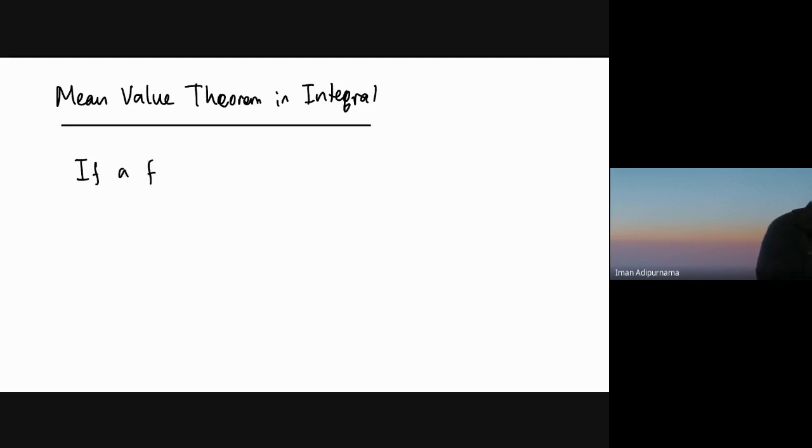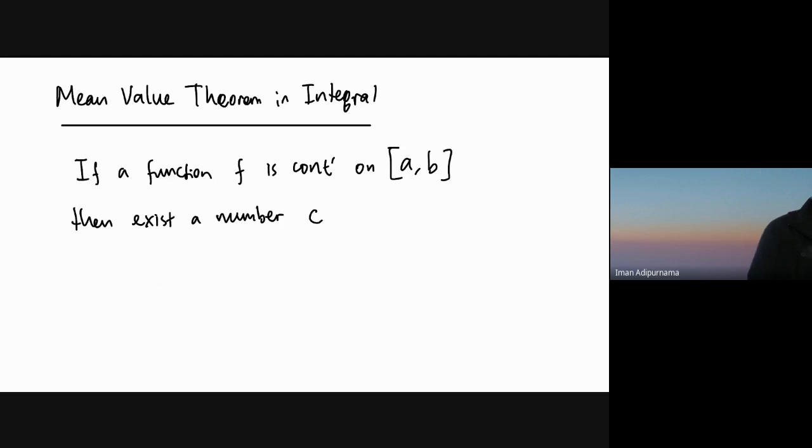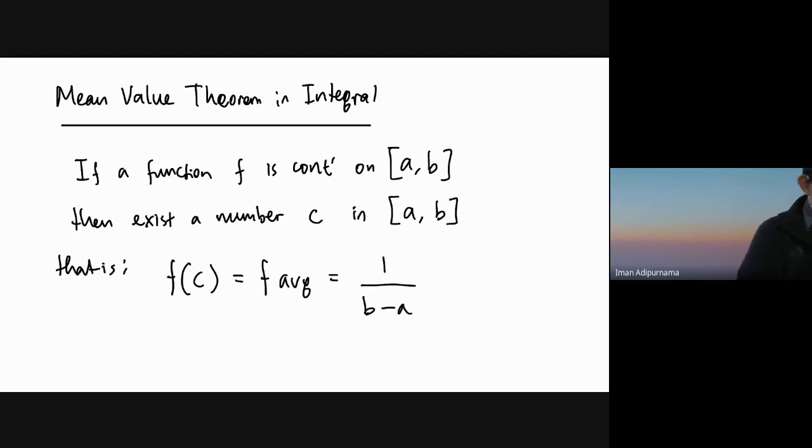So if a function, let's say the function f, is continuous on [a, b], then there exists a number c in the interval [a, b] that is f(c) equal to f average, or we can write down our formula for the average value.